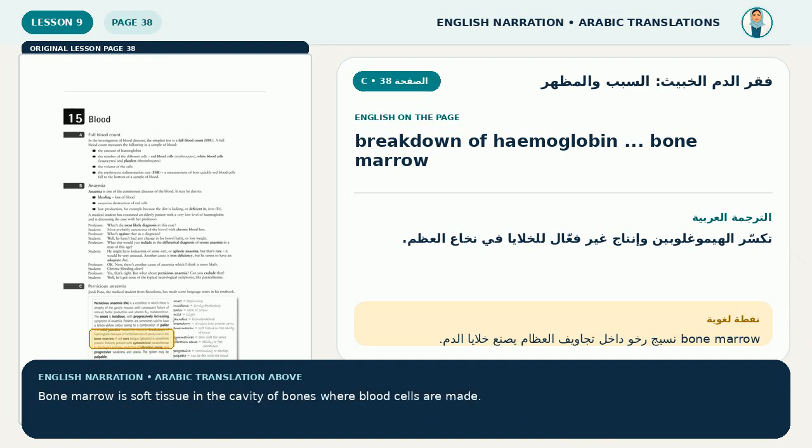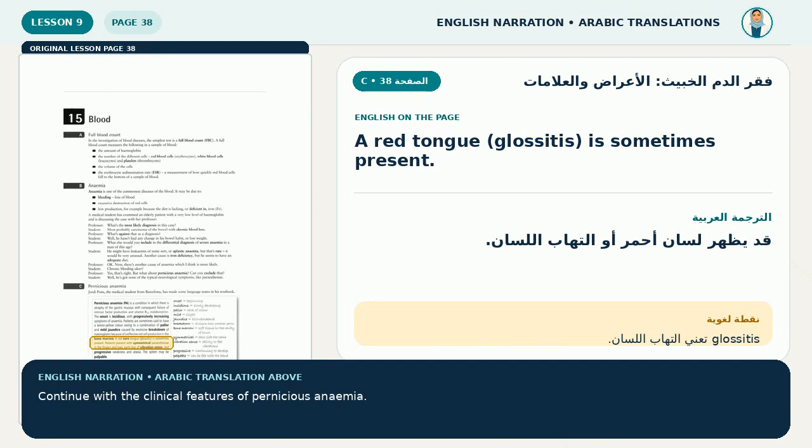Breakdown means division into smaller parts. Bone marrow is soft tissue in the cavity of bones where blood cells are made. Keep the page and Arabic translation in view while the explanation is read. Continue with the clinical features of pernicious anemia.